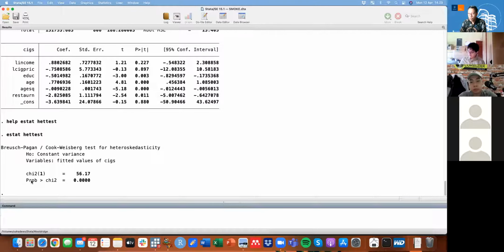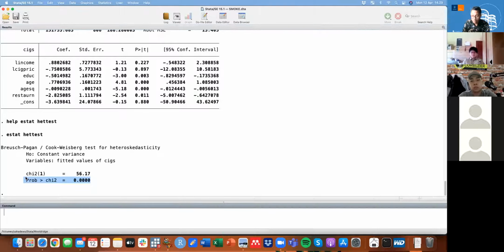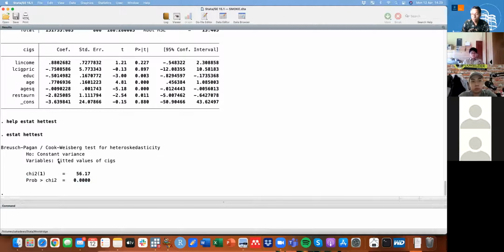Again, to identify whether we reject or do not reject the null, the easiest thing is to look at the p-value. The p-value here is 0.0000. What does it mean? It means that it is lower than the significance levels of 10%, 5%, and 1%, and it rejects the null hypothesis. So the data suggests that there is heteroskedasticity in the data.